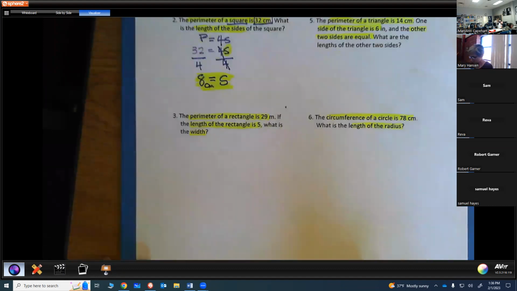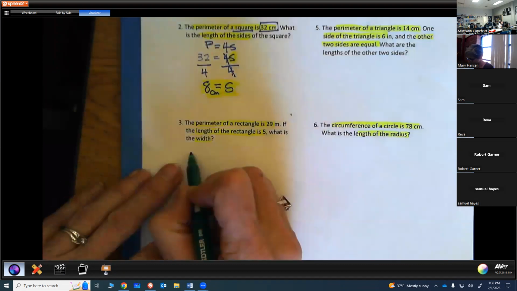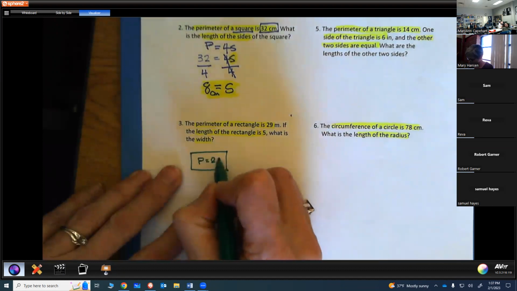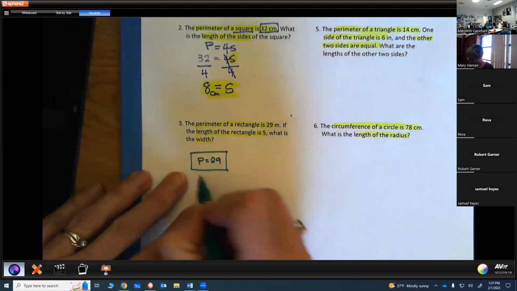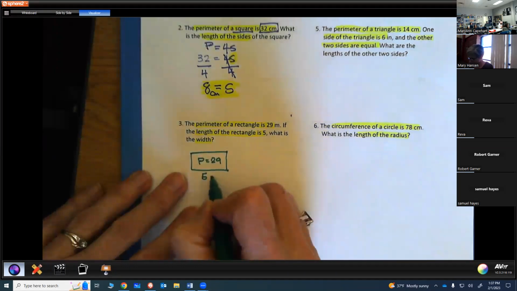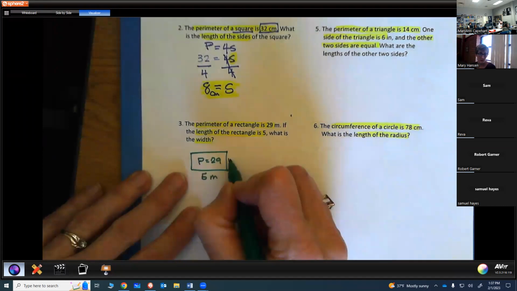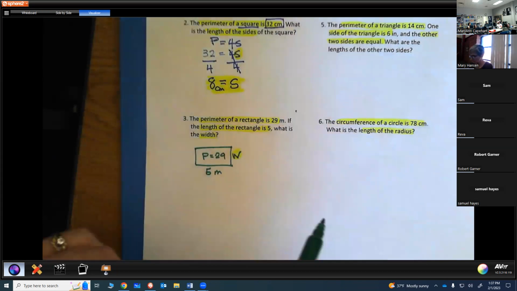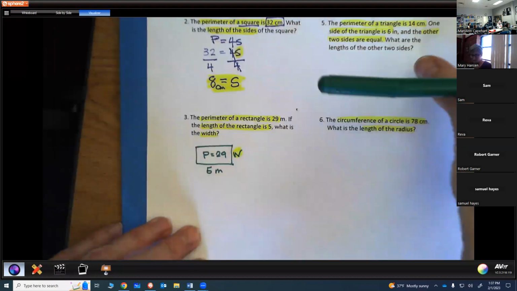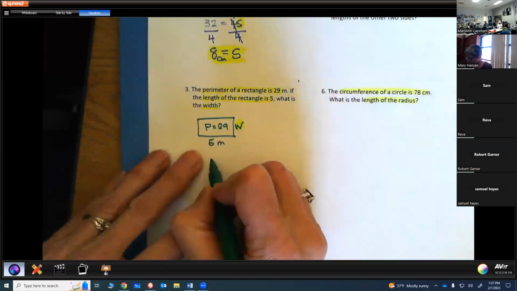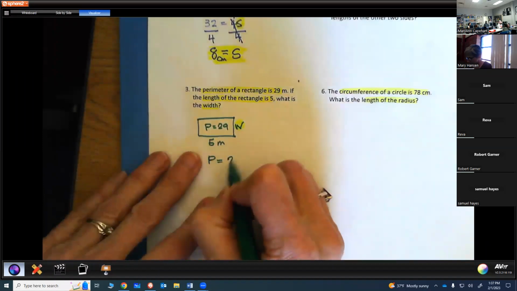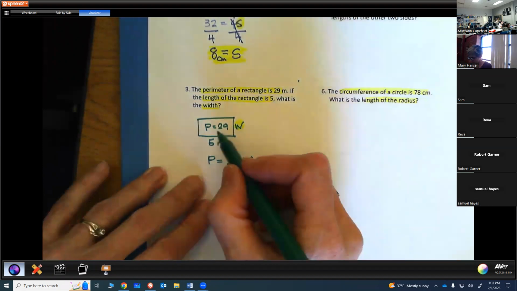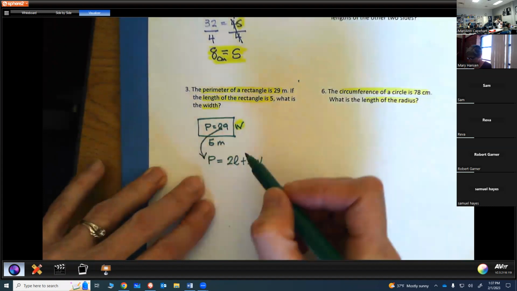All right, and number 3, we have a rectangle and the perimeter is 29 and the length of the rectangle is 5. And we're looking for the width. So sometimes it helps to sketch a little picture to maybe get you going. If we know we're working with a rectangle, we can start with the rectangle formula from the formula sheet. And now I'm basically just going to plug in the numbers that I know in where they belong.